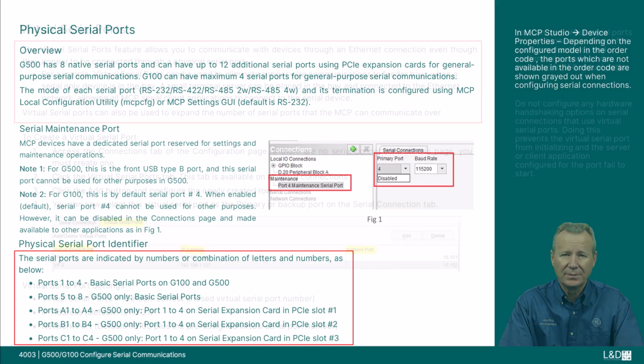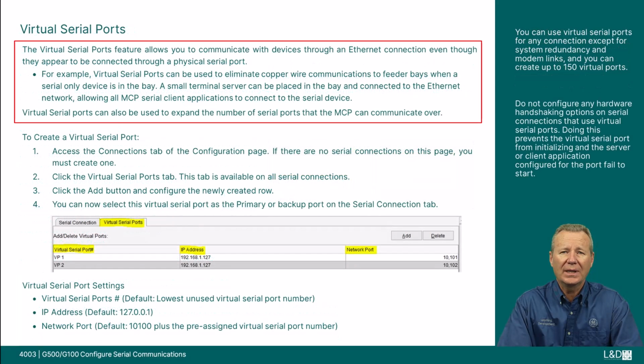The Virtual Serial Ports feature allows you to communicate with devices through an Ethernet connection even though they appear to be connected through a physical serial port. For example, virtual serial ports can be used to eliminate copper wire communications to feeder bays when a serial-only device is located in the bay. A small terminal server can be placed in the bay and connected to the Ethernet network, allowing MCP serial client applications to connect to the serial device.